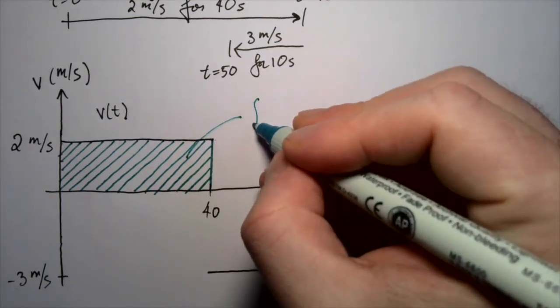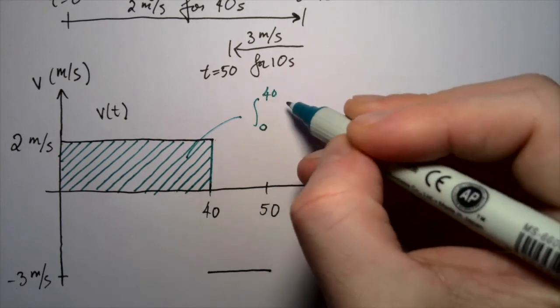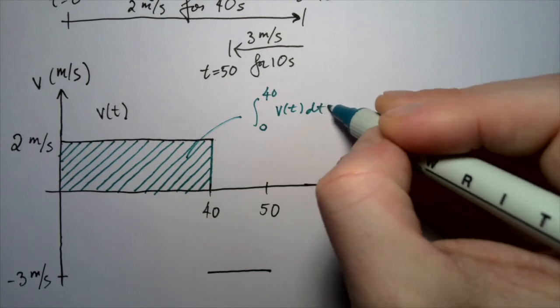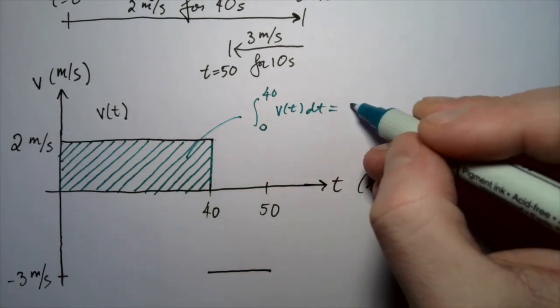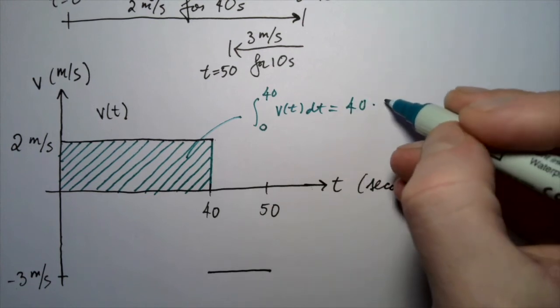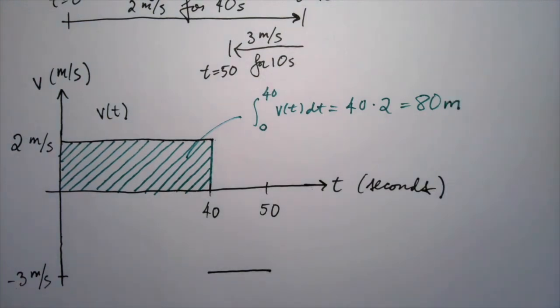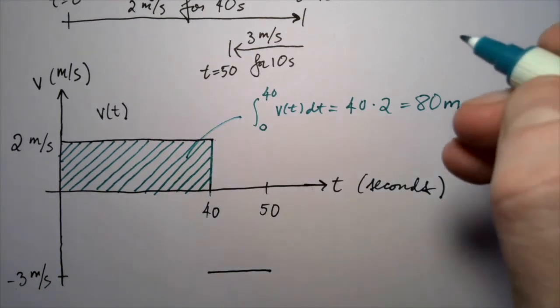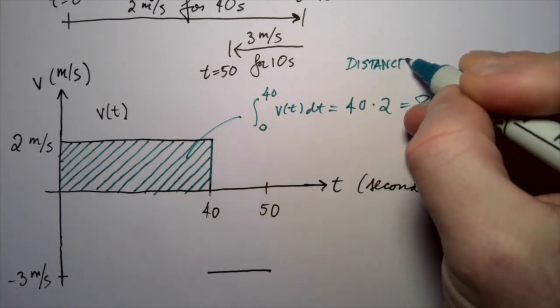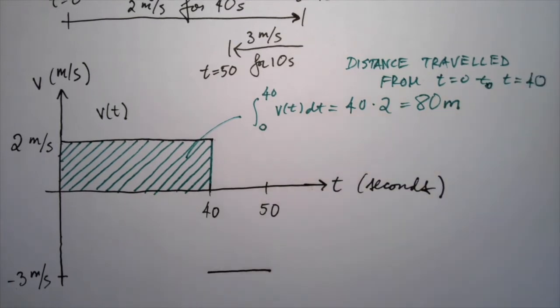So in other words, if we integrate the velocity function from 0 to 40, that's just the area under the curve, that's going to be the width, 40 times 2, and we get 80 total meters. So the integral is telling us exactly how far we've traveled from t equals 0 to t equals 40. So this is the distance traveled. 80 meters is the distance traveled from t equals 0 to t equals 40. I'm going at 2 meters per second, but it took 40 seconds to do so. So it multiplies.